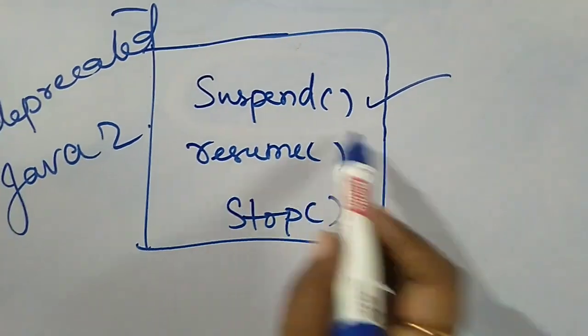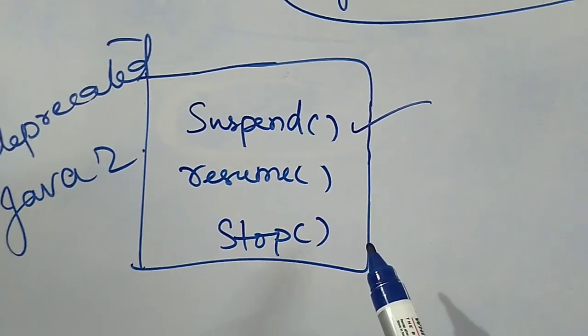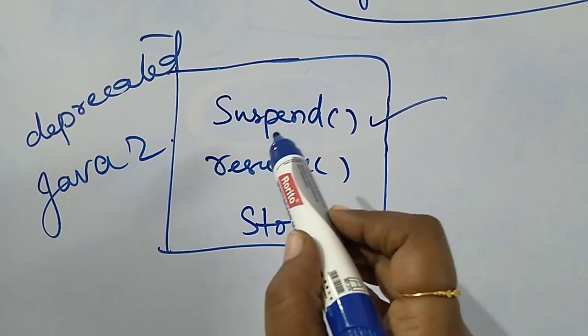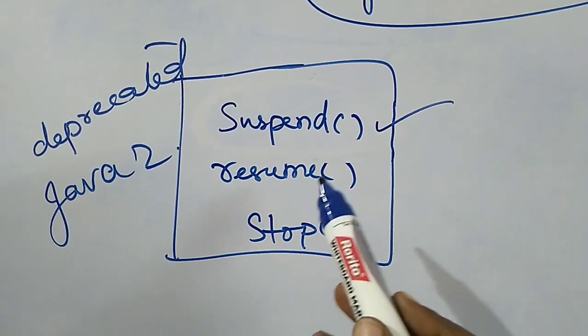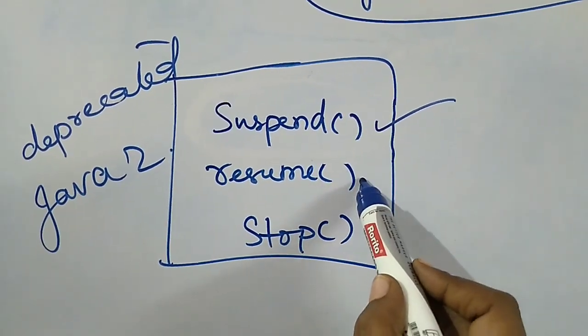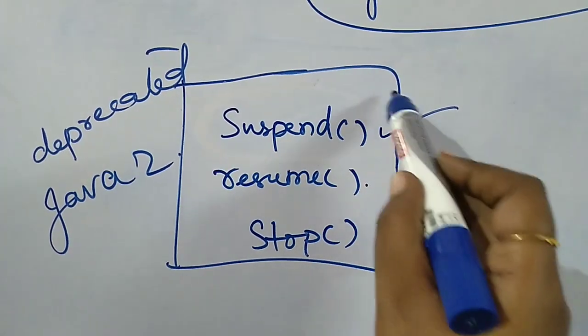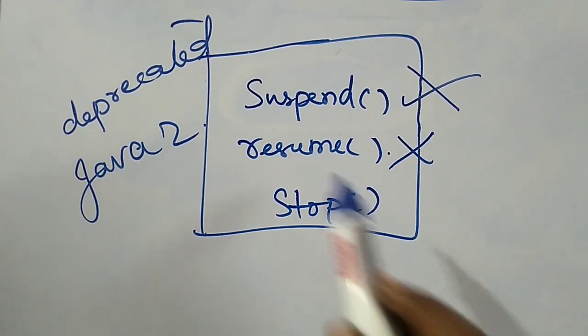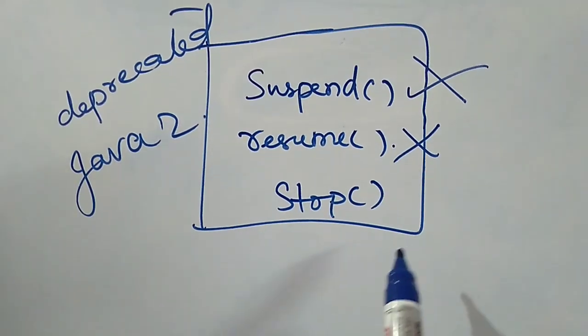Now the resume method is linked with the suspend method. When a thread is suspended, to make it come back to the ready state or the runnable state, the resume method is used. Since the suspend method is deprecated, there is no use for the resume method as well. So that's the reason the resume method is also deprecated.